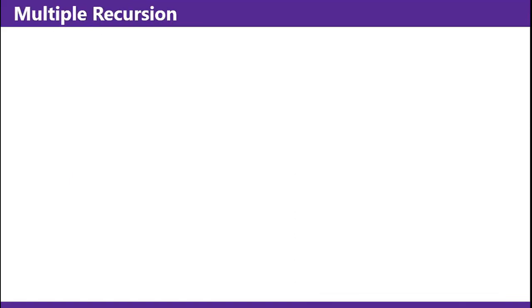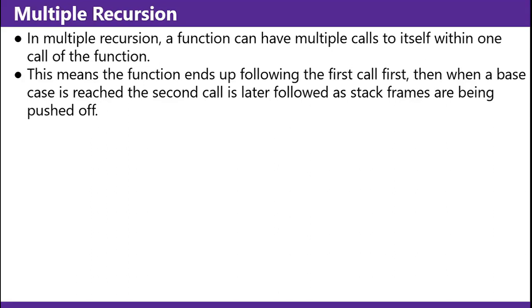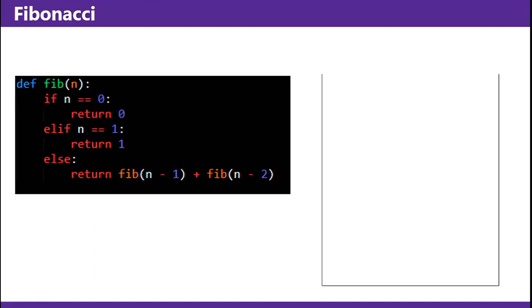Multiple recursion. In multiple recursion, a function can have multiple calls to itself within one call of the function. This means the function ends up following the first call first. Then when a base case is reached, the second call is later followed as stack frames are being popped off. Fibonacci. If n equals 0, return 0. If n equals 1, return 1. Else, return Fibonacci of n minus 1 plus Fibonacci of n minus 2.